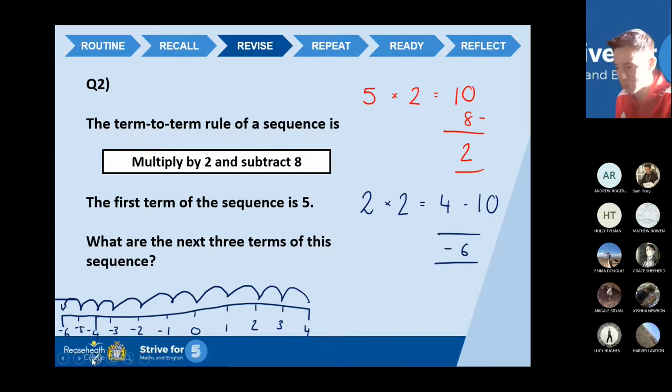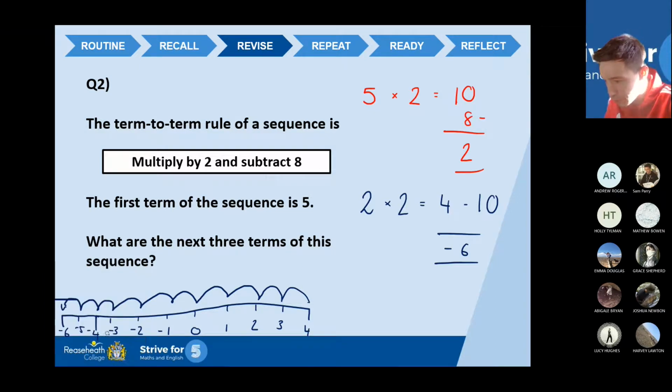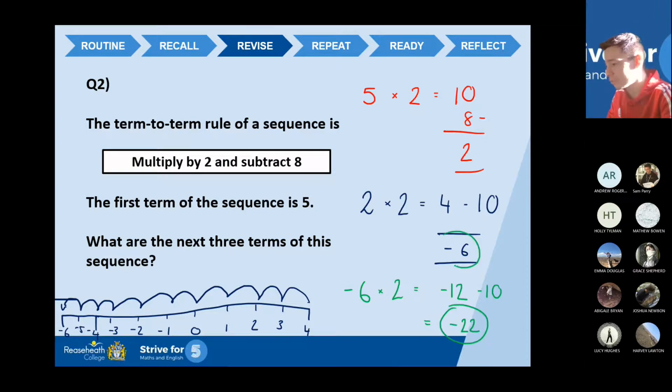And then the final thing we're going to do, we'll change to a nice shade of green. Here we go. We're going to do minus 6 times 2, which gives me minus 12. I'm going to take away 10. So we're going to go minus 12, and we're going to get further away from 0. We're going to end on minus 22. So they're my terms: 2, minus 6, minus 22.